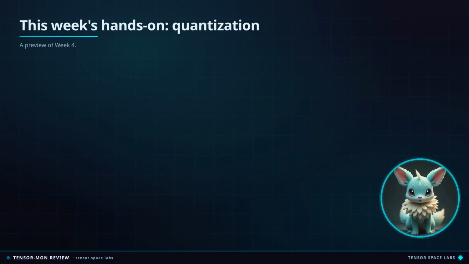This week's hands-on previews week 4. Quantization is how we take a model's weights, which are usually 16-bit or 32-bit numbers, and compress them into 8-bit or 4-bit numbers. The model gets much smaller and slightly less accurate.